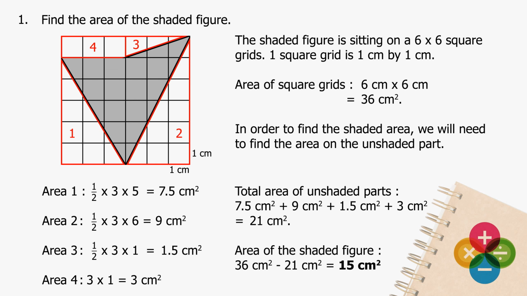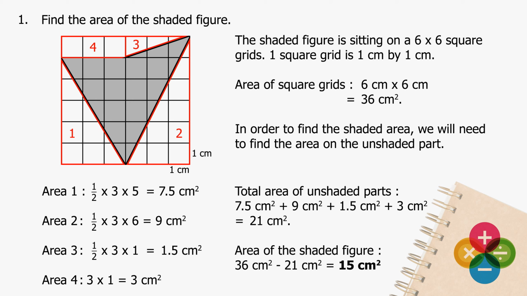There are several methods to get the area of the shaded figure. We shall find the area of the unshaded area, and subtract it from the total area of the square grid. The shaded figure is sitting on a 6 by 6 square grid. The area of one square grid is 1 cm by 1 cm. The area of square grids will multiply 6 cm by 6 cm, and the product is 36 square centimeters. The area of the unshaded parts will be as follows.